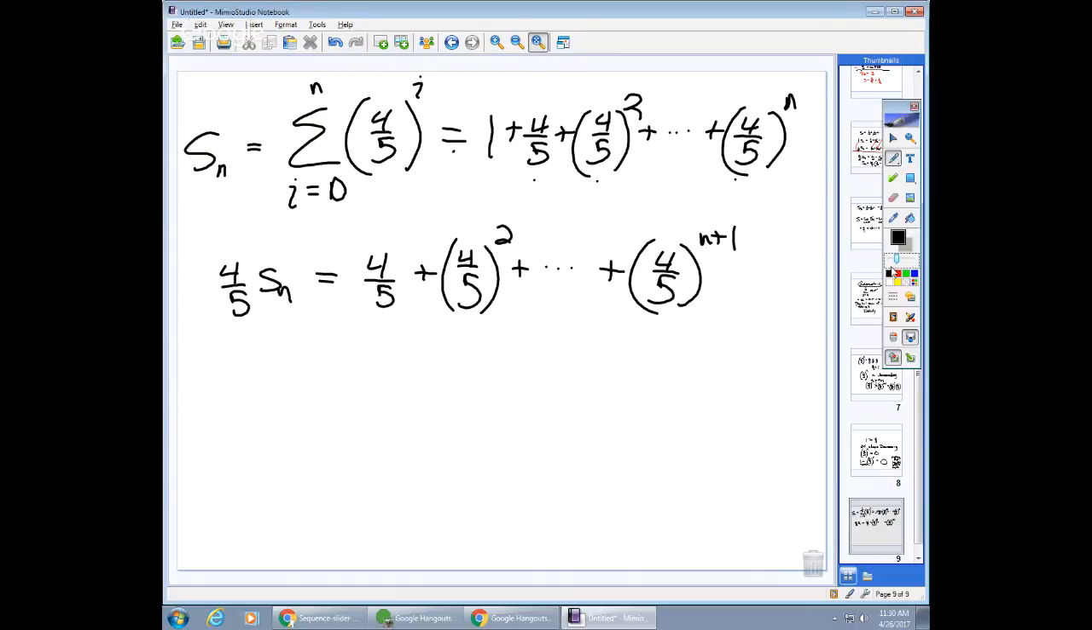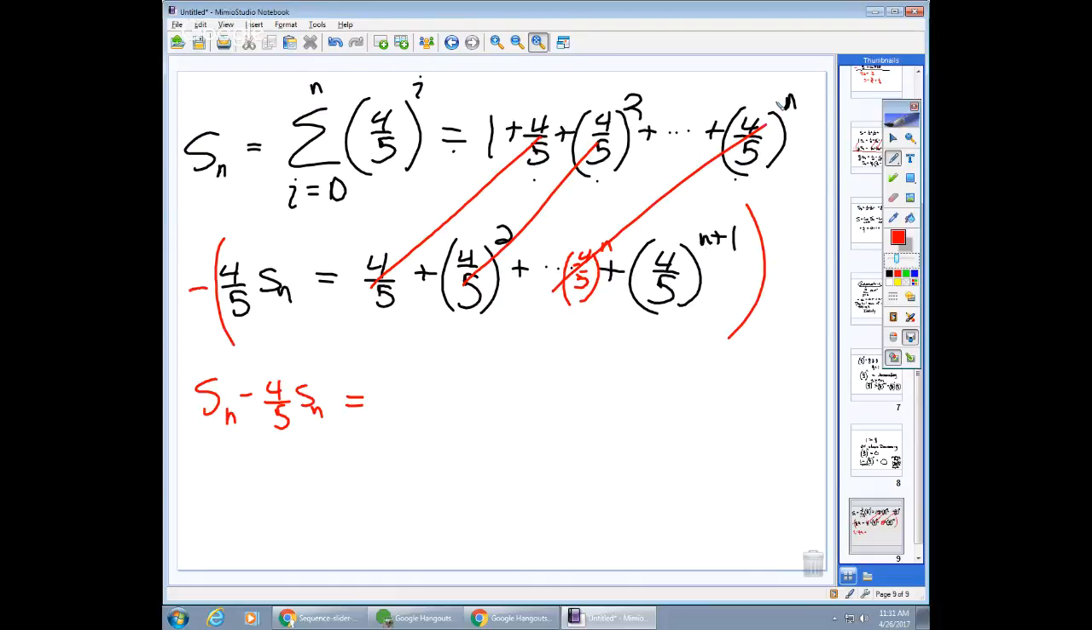If I do a subtraction then, I'll switch over to here. If I do a subtraction, I'm subtracting everything. So on the left side, I'm going to have s sub n minus 4/5 of s sub n. We'll clean that up in a sec. On the other side, there's nothing to match the 1, but those guys will subtract out. These guys will subtract out. Right before the n plus 1 will be a 4/5 to the n. So those guys will subtract out. So all that's left is the first term here and the last term there. So I'll have a 1 minus, right? Don't forget we're subtracting, 4/5 to the n plus 1. So exact same procedure as before, just different base.